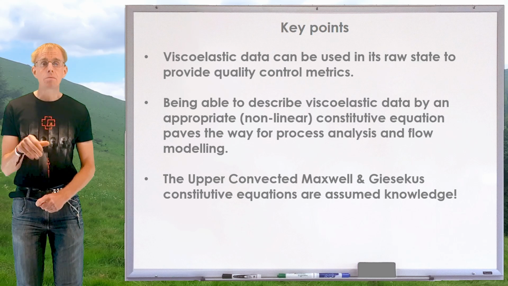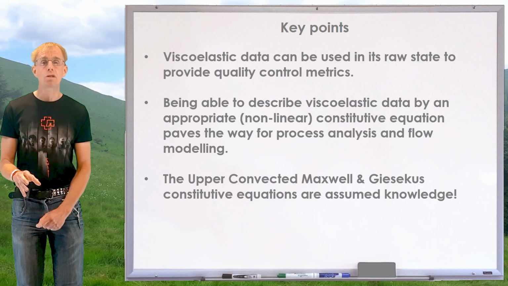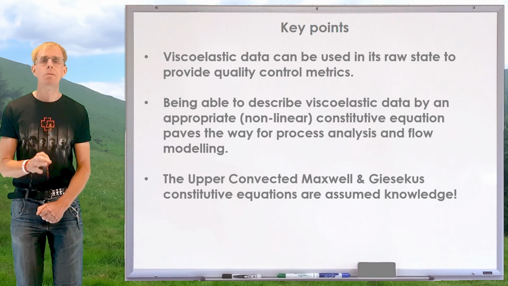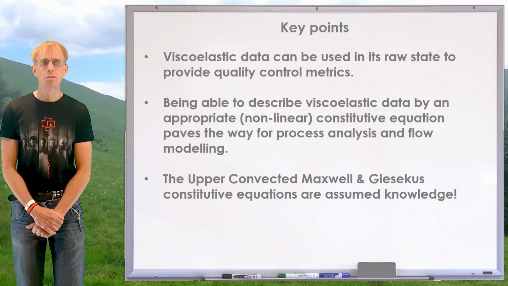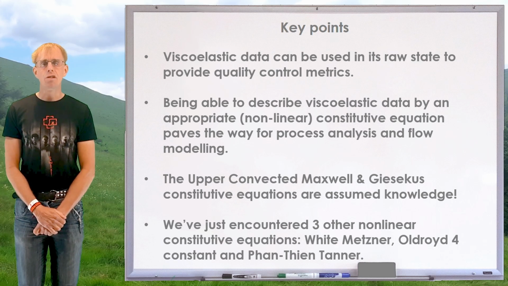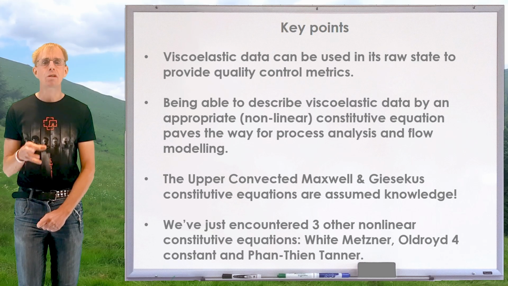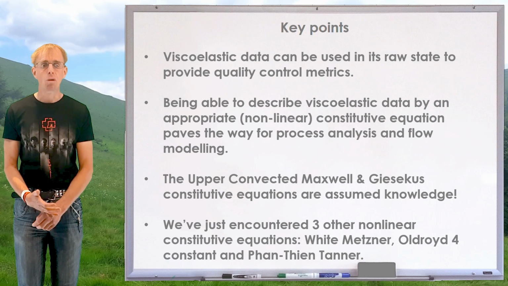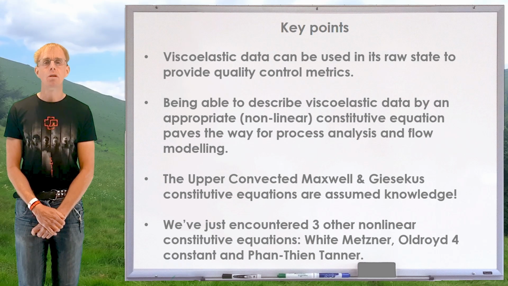So in terms of assumed knowledge, I'm assuming that you know all about upper convected Maxwell and all about Giesekus. If not, please go back and review this material from EPD650. And we've built on these constitutive equations this lesson by also introducing 3 more nonlinear versions. We've got White-Metzner, we've got Oldroyd 4 constant, and we've also got Phan-Thien Tanner.